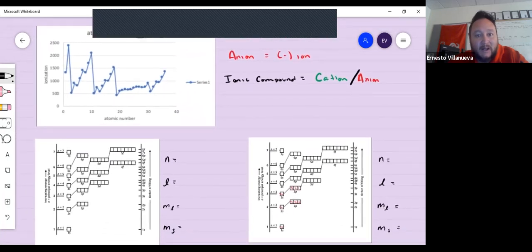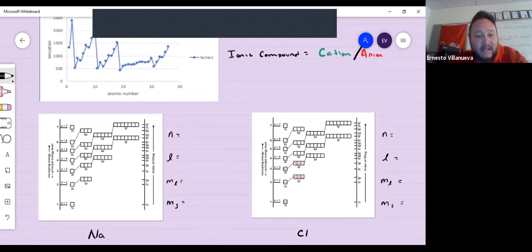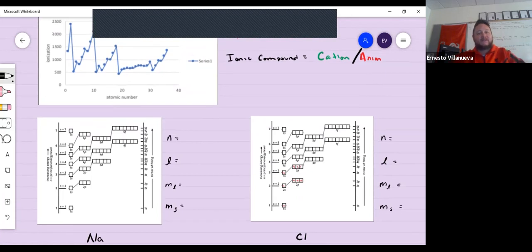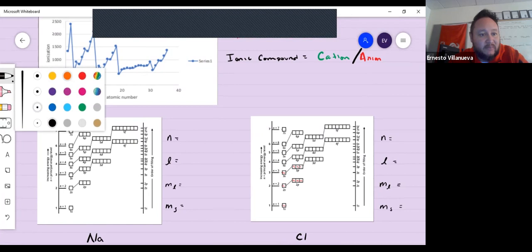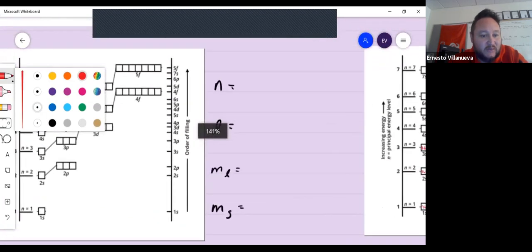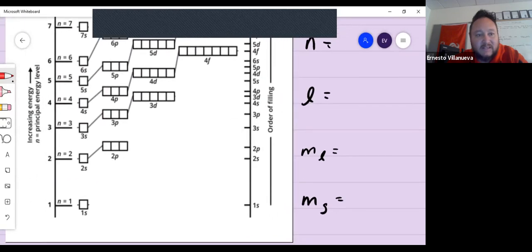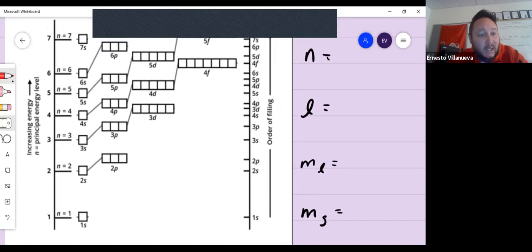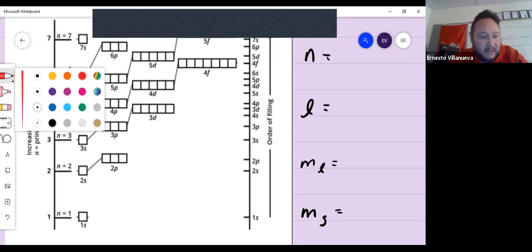Okay, all right. So the first element that we're going to look at is sodium. Let's go ahead and do the electron configuration for sodium. This one I'm going to do with you. The other one should already be done, but I'm going to zoom in a little bit so we can see exactly what's going on. Okay, let me make my pen a little thinner.